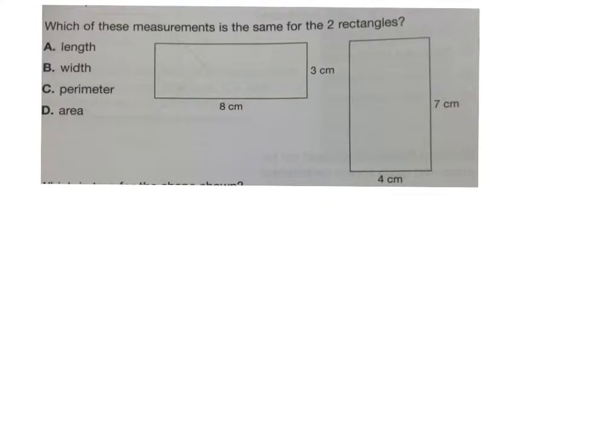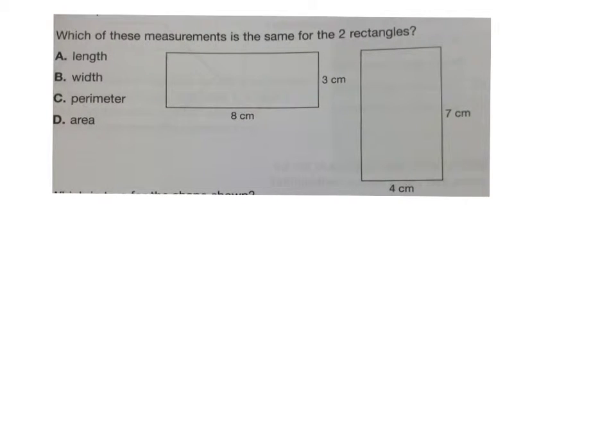Area and perimeter math problem by Jane and Lulu. Which of these measurements is the same for the two rectangles? A, length, B, width, C, perimeter, or D, area? Width.